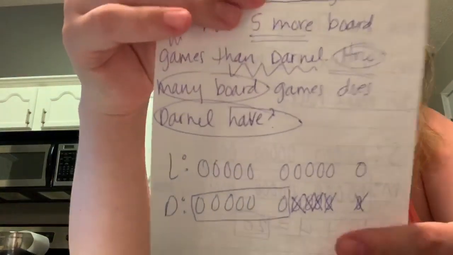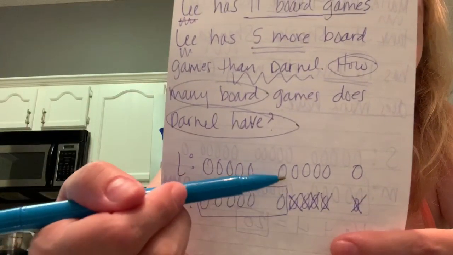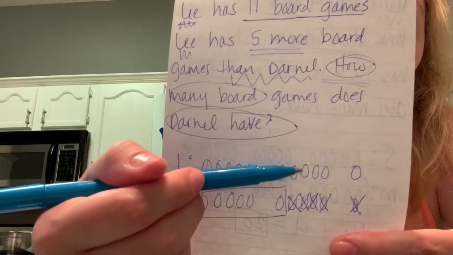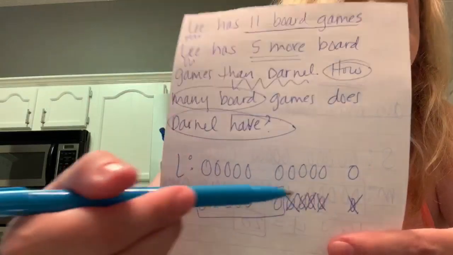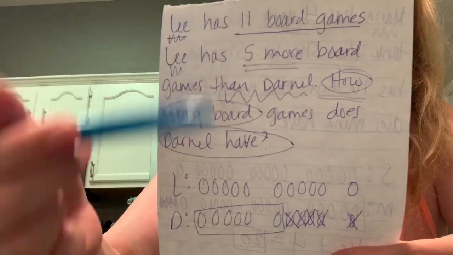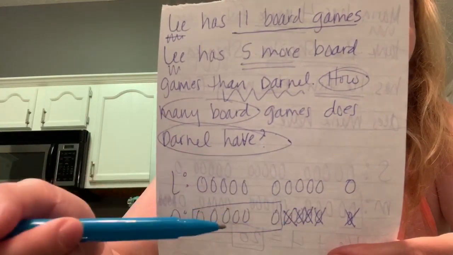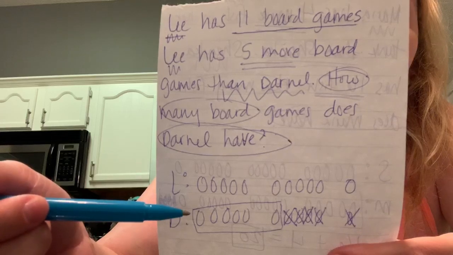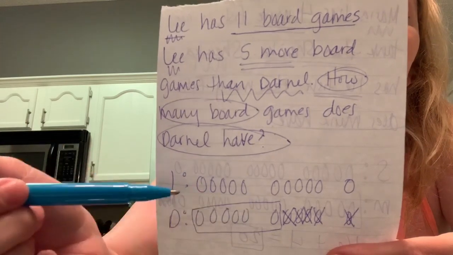1, 2, 3, 4, 5. I'm going to take away those 5 to make Lee have more, because Lee had 5 more. So if we were to match those up, Lee would have 5 more. That's why I'm taking away 5. I'm doing the opposite, because it says Lee has 5 more, but it already told me what Lee had. So I'm going to take it away to make Lee have more. That means Darnell needs to have fewer. 1, 2, 3, 4, 5, 6. Darnell has 6. So what we did was we started with those 11. We took away that 5 that he had more, and we were left with 6 for Darnell.